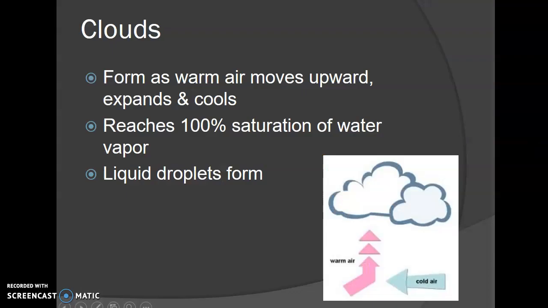So clouds form due to condensation that occurs as the warm air moves upwards. Moving upwards exposes it to colder temperatures. It also expands because of the lower amount of pressure up there. Once it reaches the dew point, we talked about this in our previous notes, basically when the water vapor is 100% saturated, it starts to condense out and liquid droplets form, or ice crystals, depending on exactly where it is in terms of coldness.